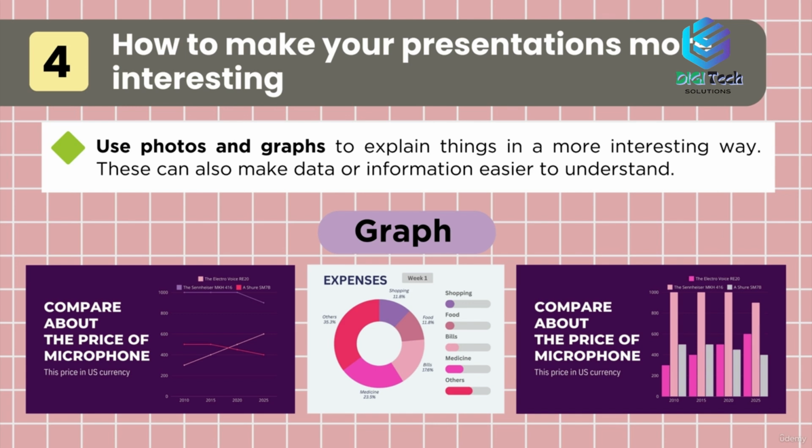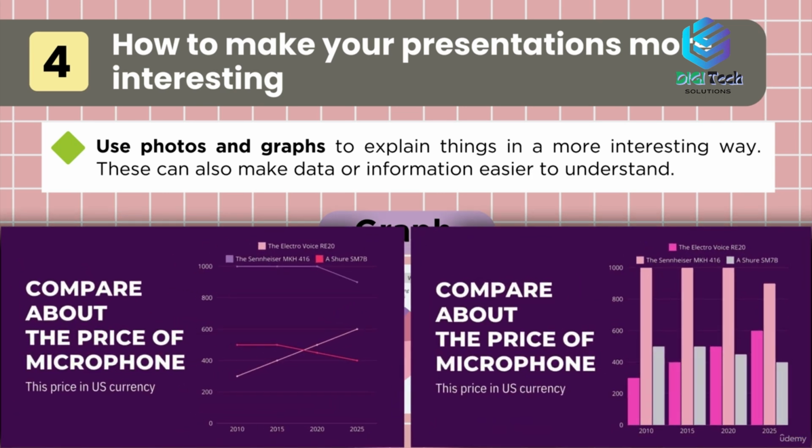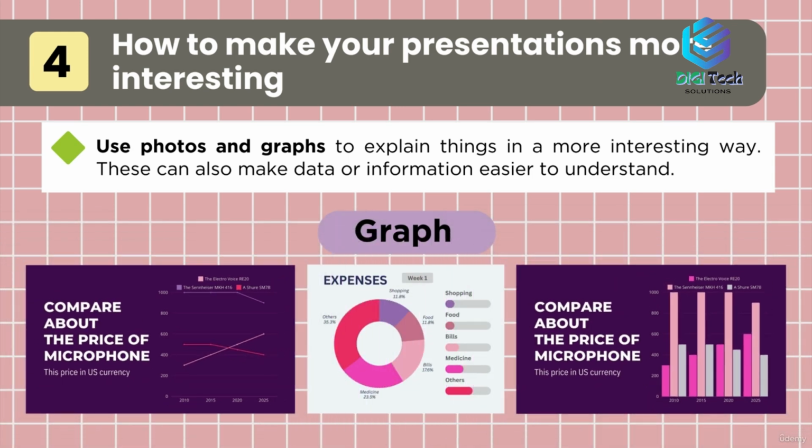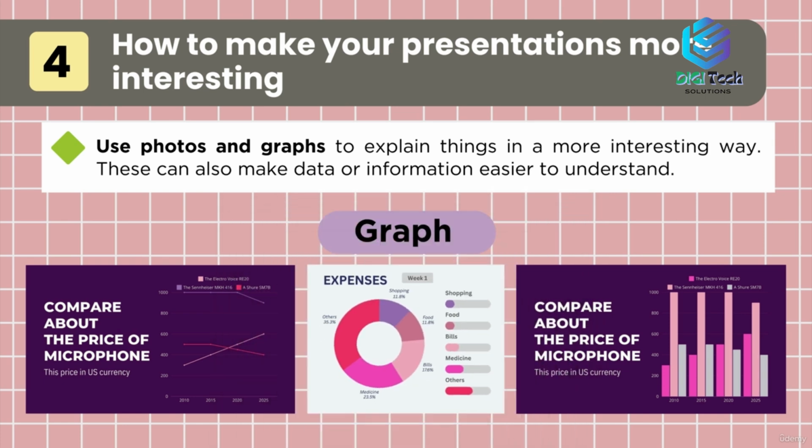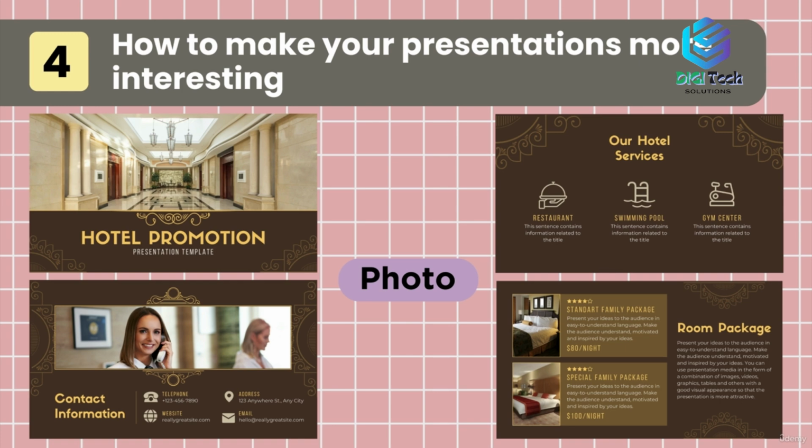Next, I recommend that you use photos and graphs to explain things in a more interesting way. These can also make the data or information easier to understand. Let's have a look at these examples here. The graph on the left uses the same information as the graph on the right. So we have different types of graphs that we can use to display information or data. We also have a pie chart in the middle, and something like this is easy to understand and looks quite interesting.